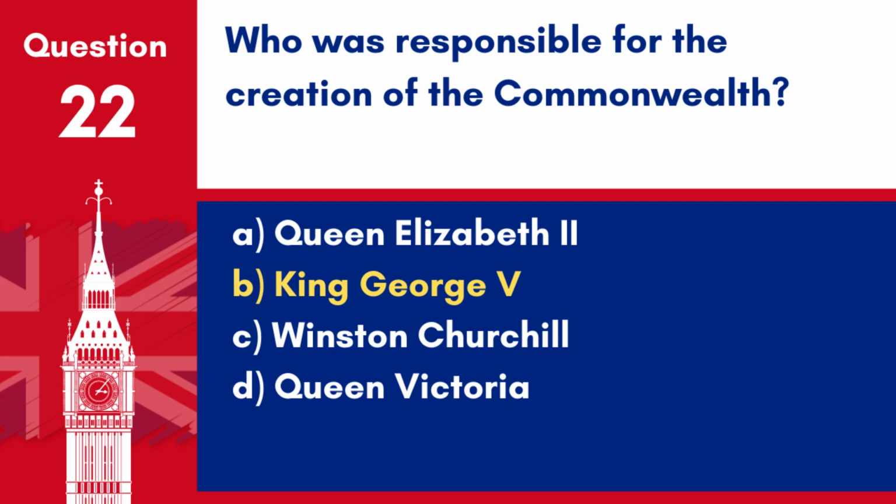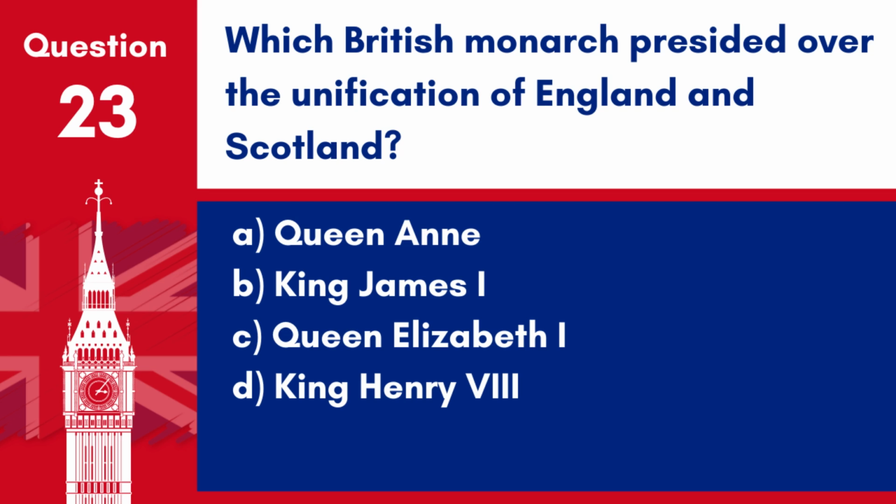Answer: B. King George V. King George V was responsible for the transformation of the British Empire into the Commonwealth, reflecting the changing political landscape and the move towards independence of its constituent nations. Question 23. Which British monarch presided over the unification of England and Scotland?